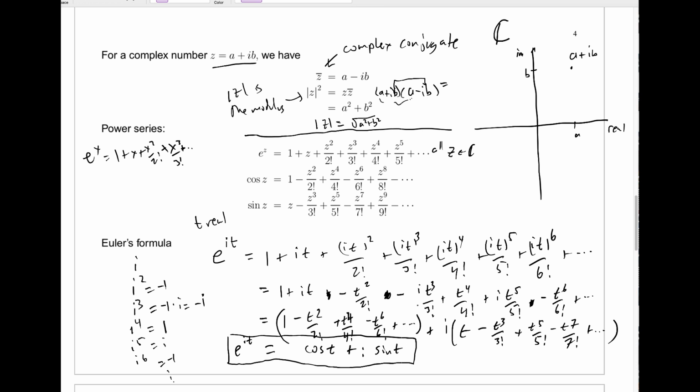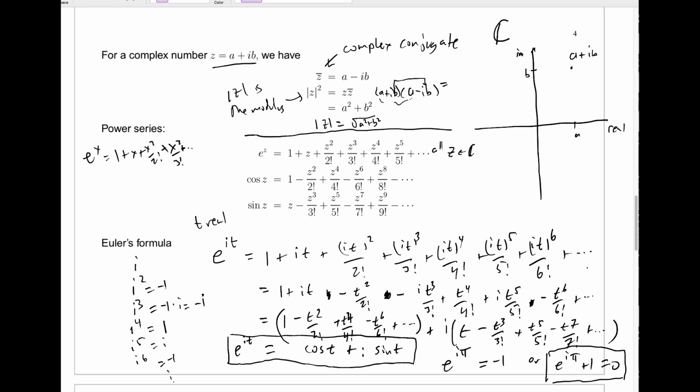A very interesting special case of this is what you get when you plug in t equals pi. You get e to the I pi is cosine of pi, which is -1, plus I sine of pi, which is 0. So you get e to the I pi is -1, or another way to write that is e to the I pi plus 1 equals 0. And this is, again, another famous equation of Euler's, which follows immediately from Euler's formula.